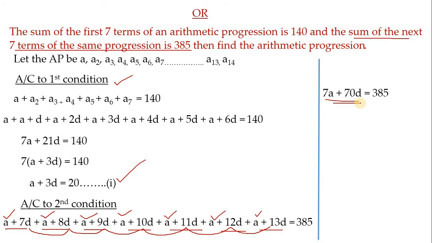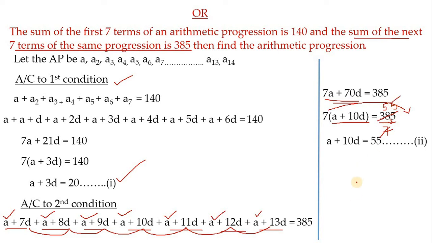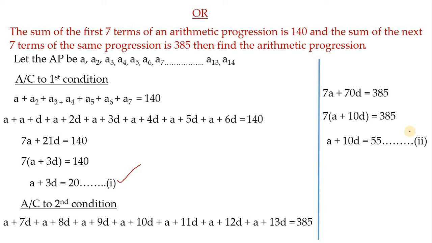So here we can take 7 as a common factor. If you take 7 outside, what do we get? We get A plus 10D. And now the 7 you transfer this side, so it becomes the denominator. And simplify here: 7 ones are 7, and 7 5s are 35. 3 is the remainder, 3 again you take here, 5 has become 35, again 7 5s are 35. So therefore we get A plus 10D equals 55, and this you call equation number 2. Now see, equation 1 is here, equation 2 is here. Now let us solve these two equations.